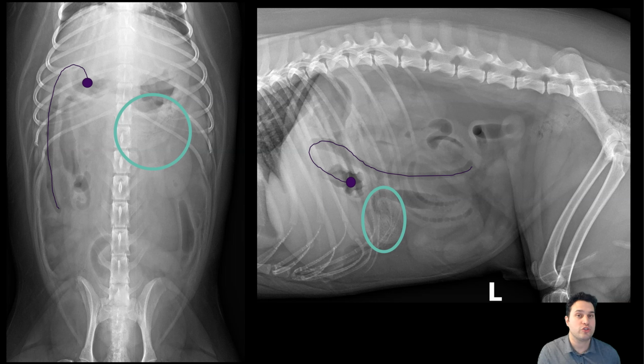So this could go to surgery for enterotomy and removal. We could also try medical management of this patient, maybe for 12 to 24 hours, and see if this passes. Fluid therapy, pain medications, and those kind of things.